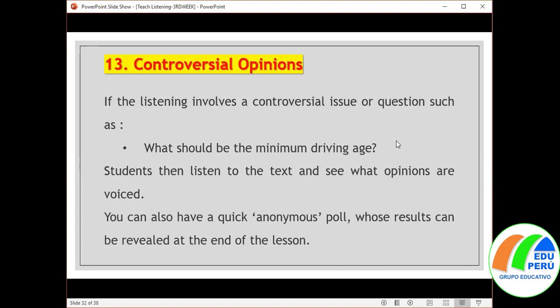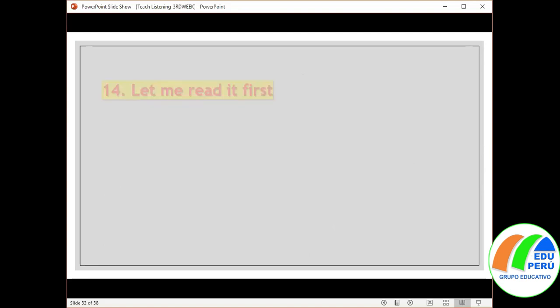You can also have a quick anonymous poll whose results can be revealed at the end of the lesson. You can create a poll, who's the winner? 80% says 18, 40% says 16. And you can reveal its result at the end of the lesson, to make it more interesting, more challenging. All right, let's pass to the other one.